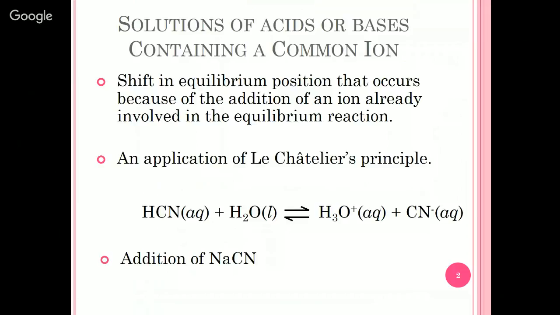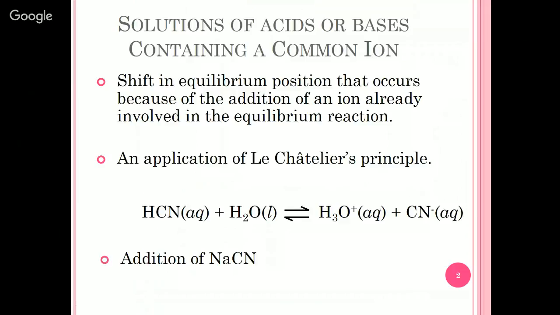Solutions that contain both a weak acid and its conjugate base, or a weak base and its conjugate acid, are known as buffer solutions. And the reason for this is we can basically apply Le Chatelier's principle. So we can look at the way an equilibrium position shifts based on whether or not we've added some weak acid or we've added some weak base. And in this particular equation, we're looking at hydrocyanic acid and its conjugate base, the cyanide ion.